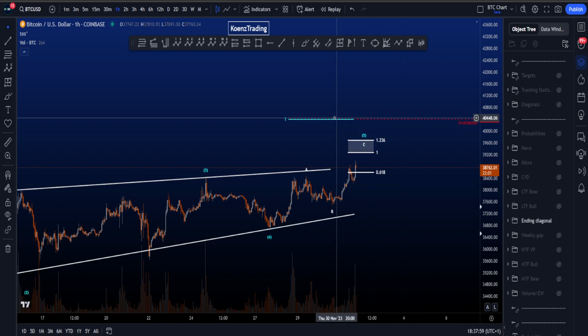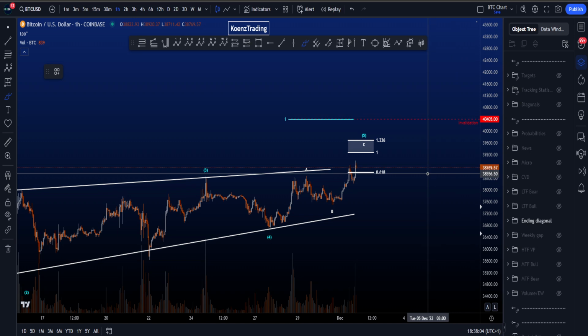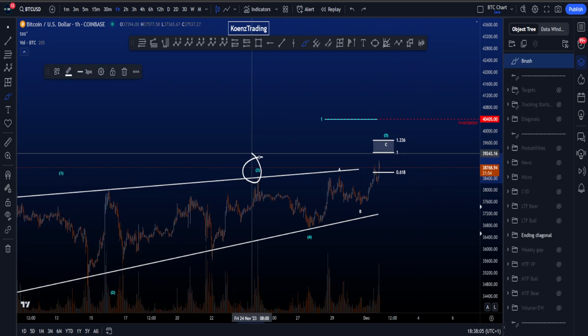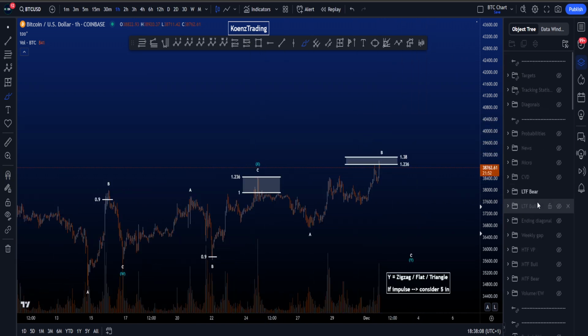but it is something we have to at least keep in mind, especially if we start to reach the invalidation levels over here for a diagonal, which is at 40.4K, because a wave 5 is not allowed to be longer than a wave 3.